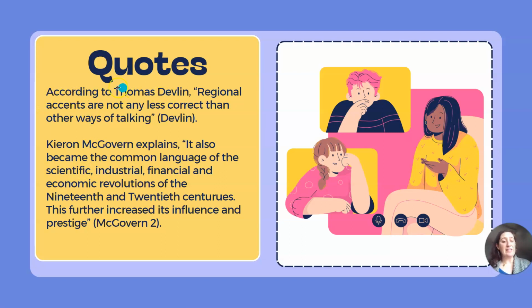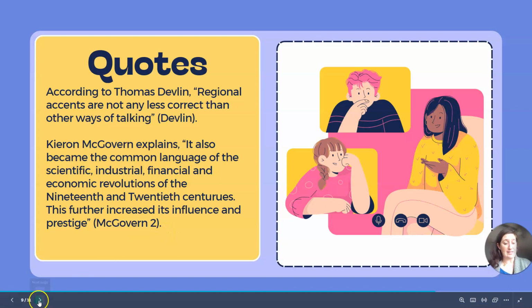So you can see here a signal phrase, according to Thomas Devlin, then a comma. You can see the words are in quotation marks that are copied directly from the article. And here I have put the author's last name in parentheses, and the period goes after that. That's because that's the end of the sentence. Here's another example with Kieran McGovern explains. This part is my signal phrase. I have the quoted information, then I have the author's last name, and this one has a page, so I put the page number here, and again the period after the parentheses.